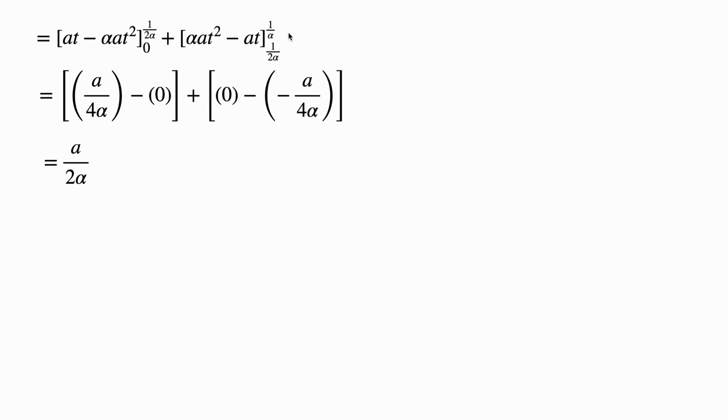If we put the limits, we will get the expression as a by 4 alpha minus 0 plus 0 minus of minus a by 4 alpha. On simplifying this expression, we will get the total distance covered as a by 2 alpha.